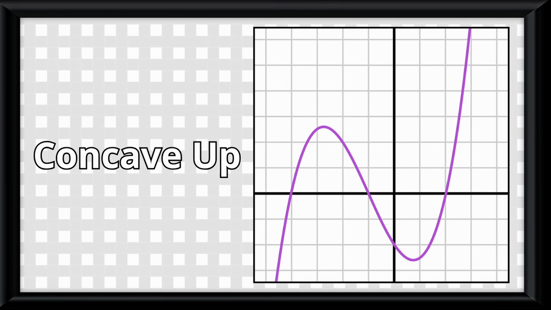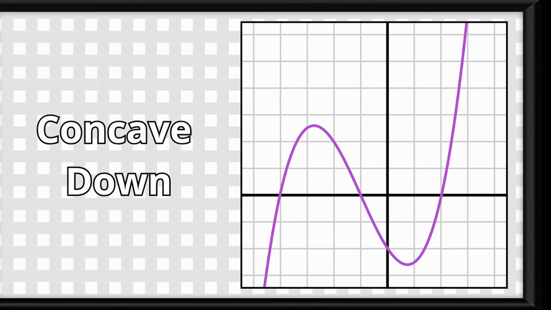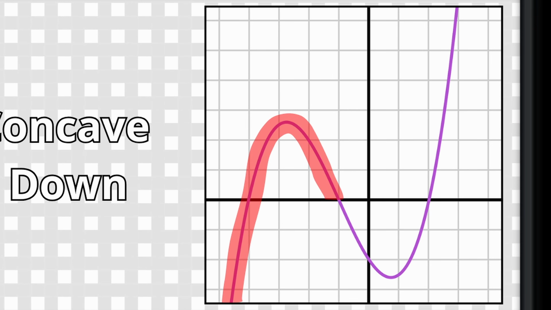Let's also review concavity. A graph is concave up when the rate of change is increasing or when the graph looks like a U. A graph is concave down when the rate of change is decreasing and the graph looks like an upside down U.